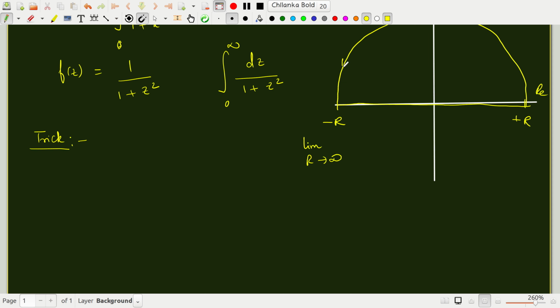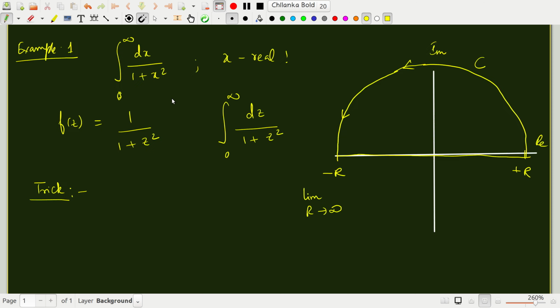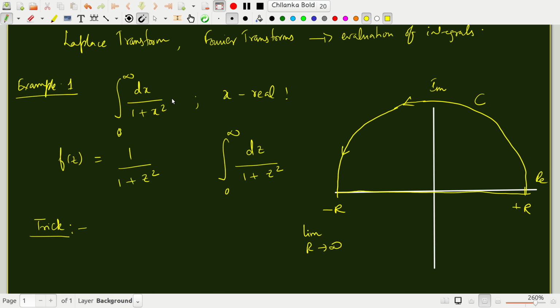The key idea is to choose the contour such that the semicircle that goes to infinity contributes basically 0. That's the trick. Somehow you close the contour in the complex plane and use the residue theorem, because we know that the residue theorem can be used only for closed contours.